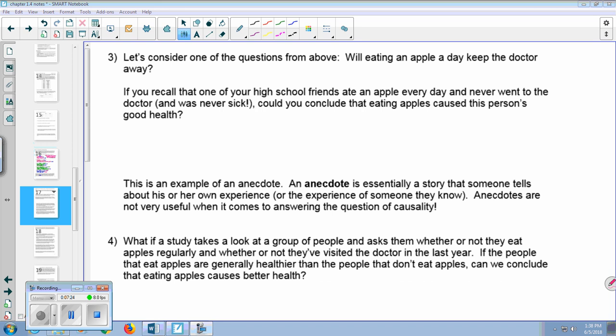Okay, so number 3, let's consider one of the questions from above. Will eating an apple a day keep the doctor away? So let's say you recall that one of your high school friends ate an apple every day and never went to the doctor and was never sick. Could you conclude that eating apples caused this person's good health? So we're looking for that causal relationship. You want to press pause and give this some thought. Most of you are probably thinking no, and hopefully what you've thought about is that there's too many other things to consider.